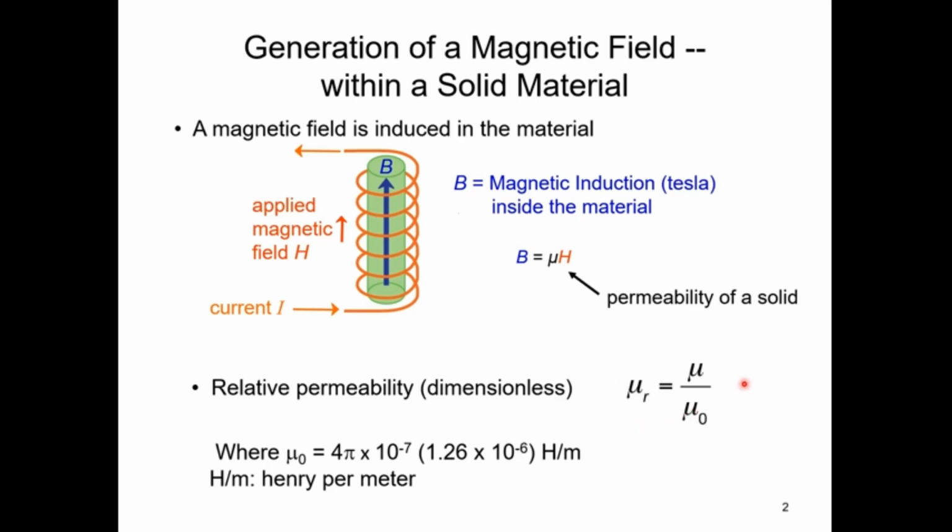The ratio of permeability in a material divided by the permeability of a vacuum, and this permeability value in a vacuum is equal to 4 pi times 10 to the power of negative 7, or 1.26 times 10 to the power of negative 6 Henry per meter, H over m. Because this value is H over m, and permeability of a solid is also H over m, the ratio of permeability is dimensionless or unitless, that is, it has no unit.